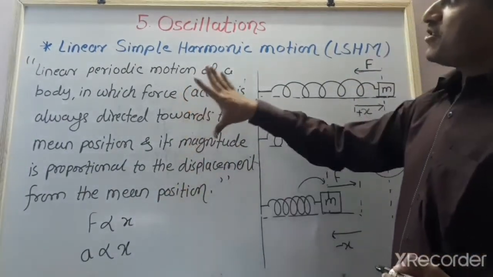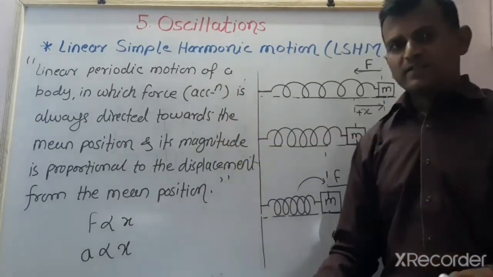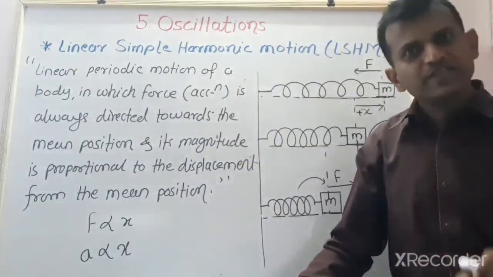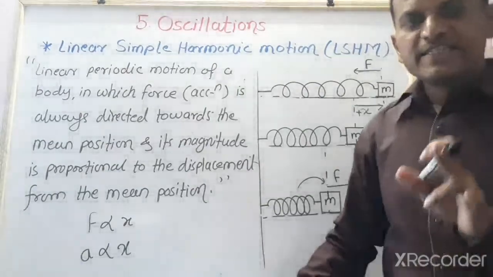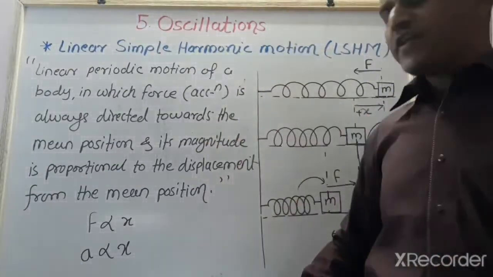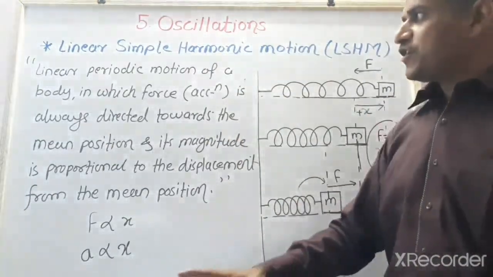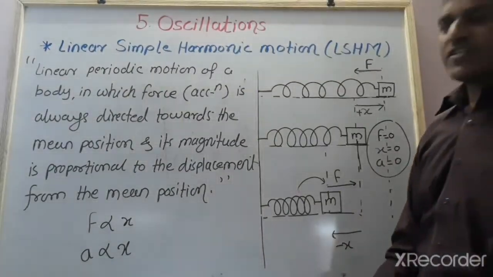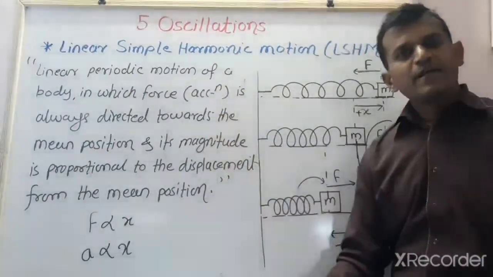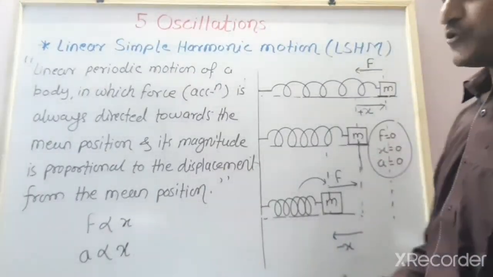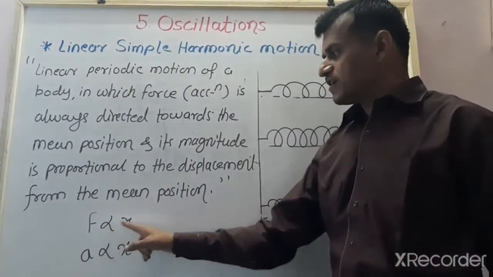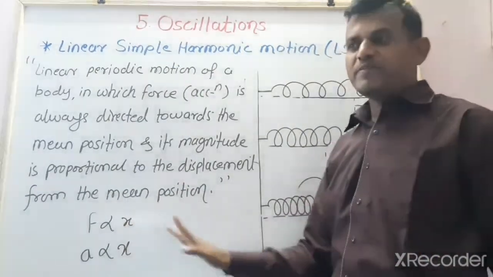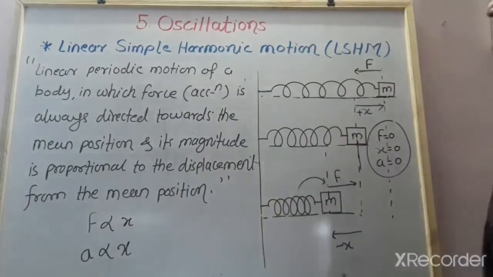This is the definition of linear simple harmonic motion. Linear simple harmonic motion is defined as the simple linear periodic motion of a body in which the force or acceleration is always directed toward the mean position, and its magnitude is directly proportional to its displacement from the mean position.